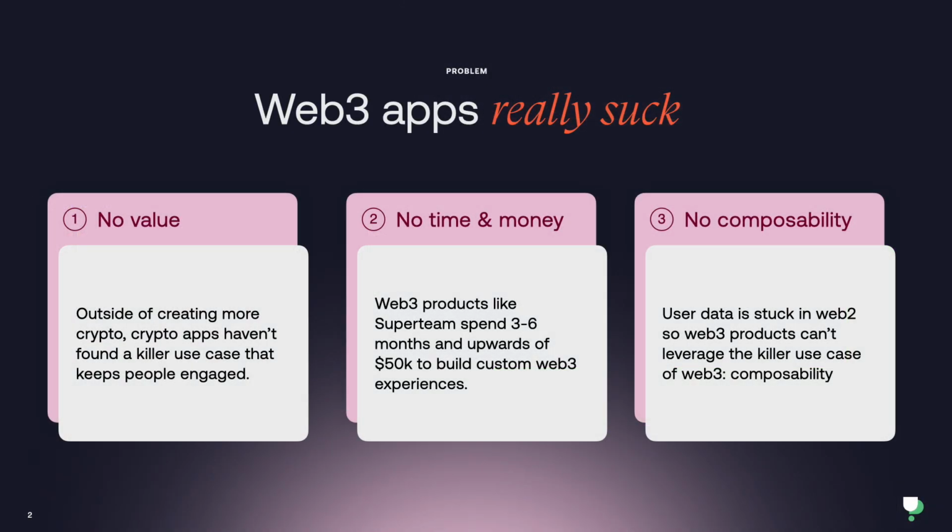First, let's start with some context on why we're building Underdog. To be honest, Web3 apps really suck. Outside of creating more crypto, like flipping NFTs or trading shitcoins, there is no value. While Web3 projects promise a big roadmap, it takes a lot of time and money to make a good Web3 experience. This makes it hard to take advantage of what makes Web3 different from Web2, composability.